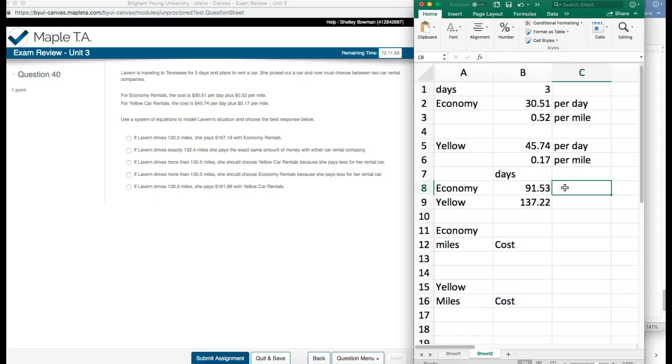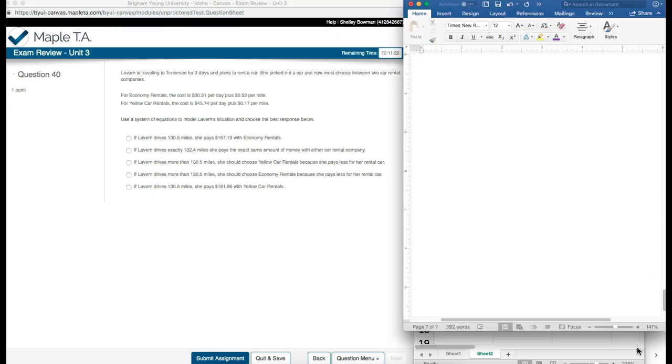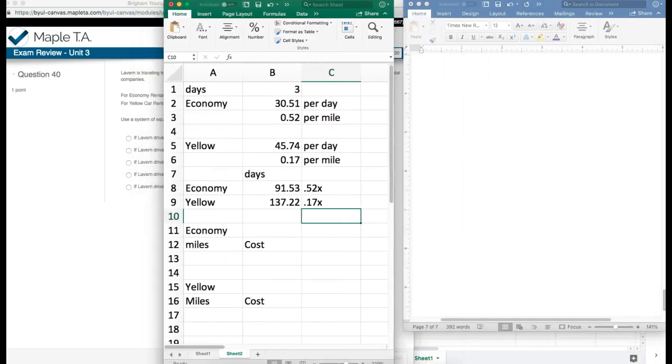Now the next part is per mile. Because I don't know how many miles she'll be traveling, this will be represented by a variable. So we're going to do 52 cents per mile and multiply that by x, whatever variable. We'll just use x. And same with this one, it'll be 17 cents per mile, so we multiply it by the number of miles, which we don't know. So x is our variable, and that gives us our two equations. Let's move this over here so that we can see.